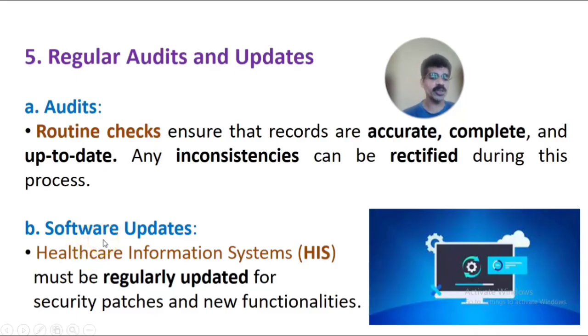Second one is software updates, if any software is used. In the electronic health record we use software, so periodical software updates are needed. Healthcare information system, HIS, I have already uploaded a video about HIS, healthcare information system or management information system. You can go through that if you would like to know more. So the healthcare information system, that is connecting the patient record through a computer system, must be regularly updated.